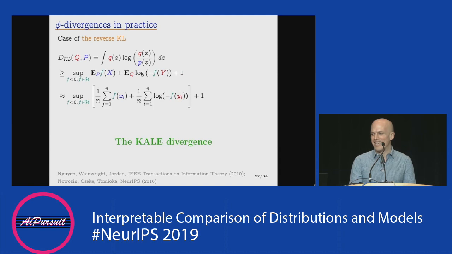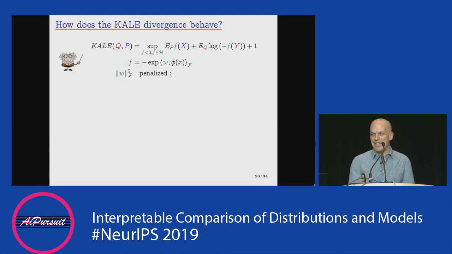So let's see how this estimator behaves in our example. Here is our estimate of the negative KL. We're going to use a particular smooth function class, which is the exponential of an RKHS function: e to the inner product of w and features of x. We're going to penalize the norm of w, which amounts to a smoothness constraint. So this is actually a very smooth approximation of the ratio of the densities, which we're going to call the KL smoothie.